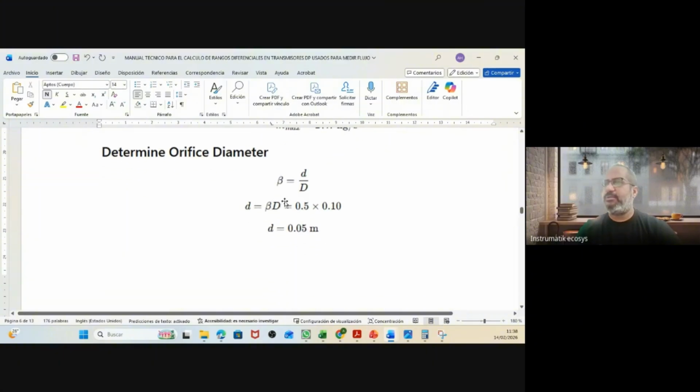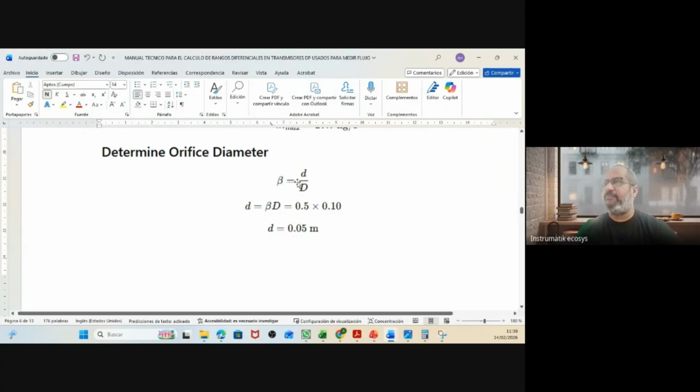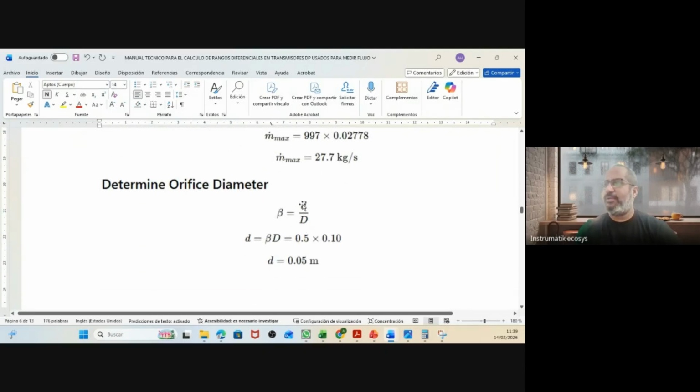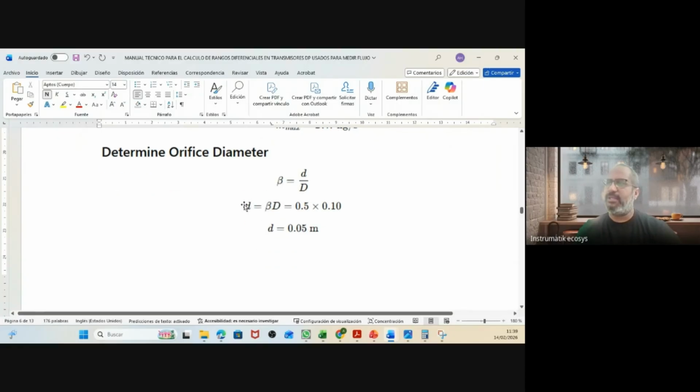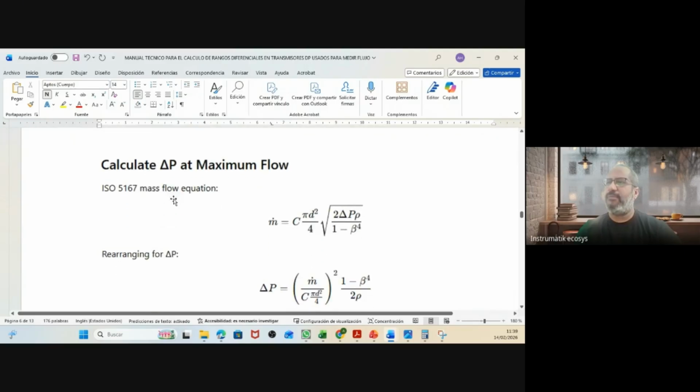Determine orifice diameter. This is just to find the bore diameter of the orifice plate. This is the formula to find it. Now you can see here, you have D, the inside diameter, and you have the beta ratio, but you need to have this one, which is the bore diameter. Then here you have to replace, D is equal to this, and you find the bore diameter. Then you have to calculate.